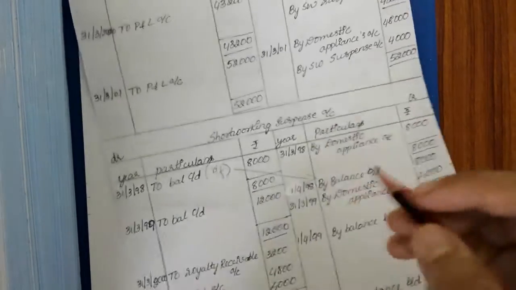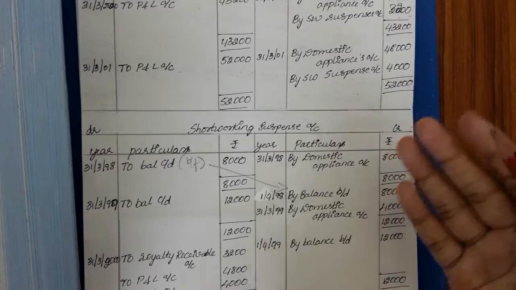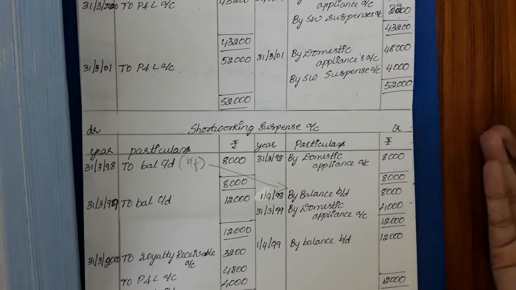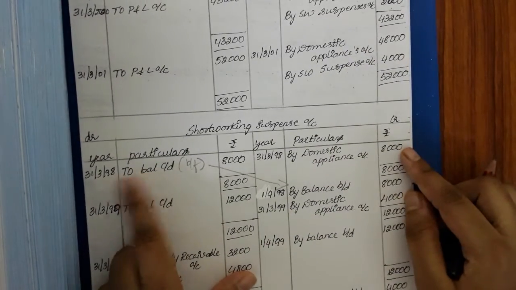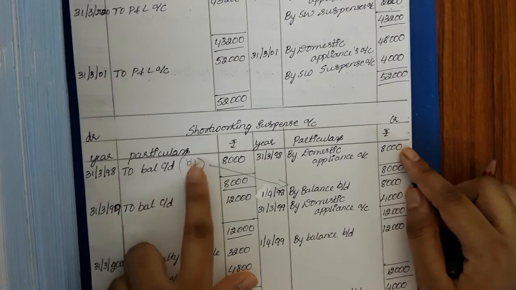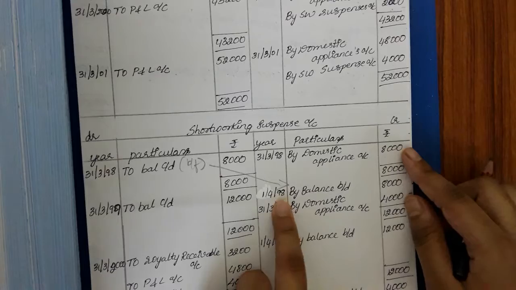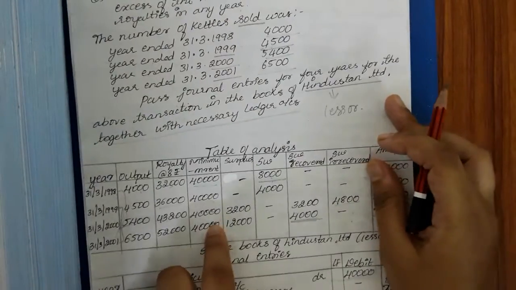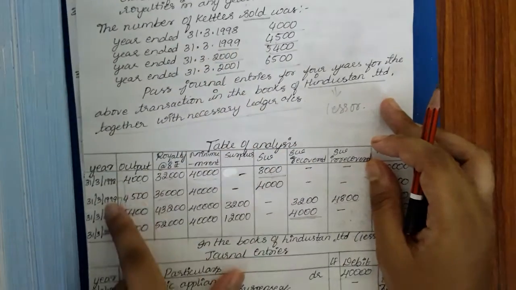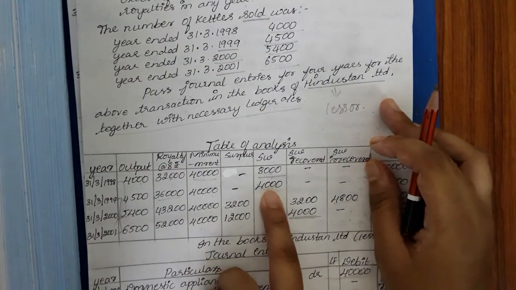On the next year's first day itself, you will be recording it in the books of accounts. Whatever you have transferred at the end of the year, you have brought down, in the next year's first date you will be recording 1/4/1998. And then you will be seeing for the second year. At the end of the second year, that is 31st March 1999, there is a short workings of 4,000.